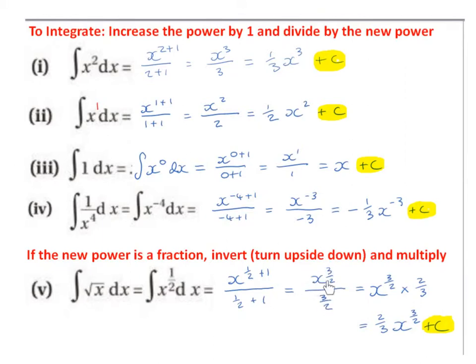So this line means divide. So we change divide to multiply, and we turn the second fraction upside down. So x to the power of 3 over 2 times 2 over 3 is 2 over 3 x to the power of 3 over 2 plus c.